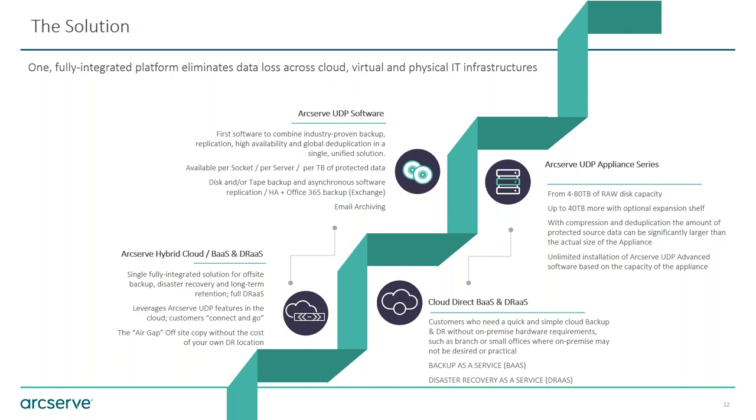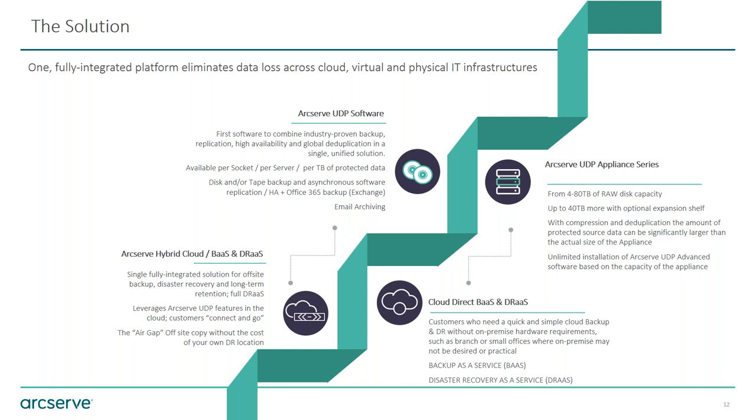More recently, we launched Arcserve Cloud, which provides a hybrid cloud service, which allows customers to back up their data on-prem using UDP, either an appliance or software, and then replicate the backups off-site to our cloud for disaster recovery. That also includes disaster recovery as a service, where we can actually spin up your backups as compute in our cloud. And we'll talk again more about that in the coming slides.